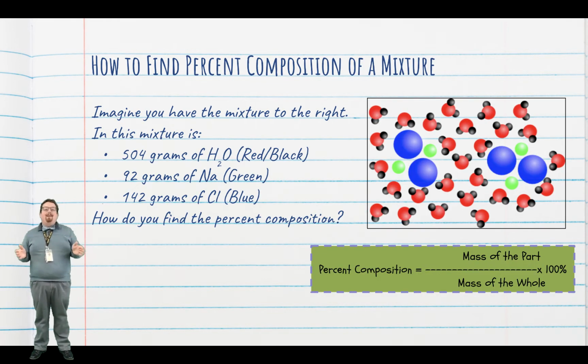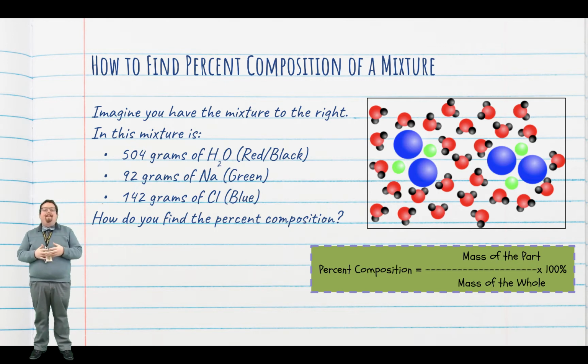Right out of the gate, you should easily be able to find percent composition. It's a simple ratio of parts to a whole. I'm pretty sure you've probably done something similar in math class before. So, imagine I have this mixture here to the right. Say I mix together 504 grams of H2O, 92 grams of sodium, and 142 grams of chlorine. How would I find the percent composition?